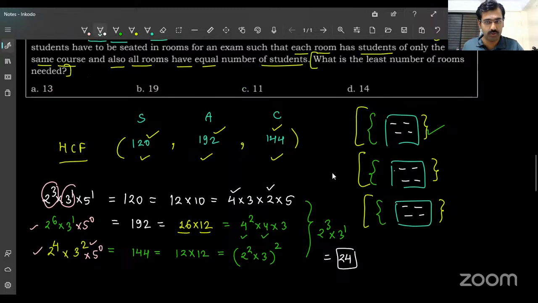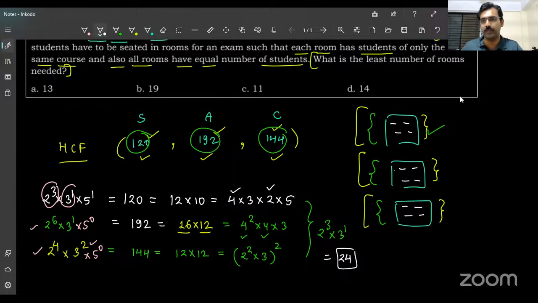Now, 24 is not the answer. Please understand, first of all, 24 is the number which can divide 120 as well as 192 and 144. Along with this, 24 is the largest possible number which can divide all of these three numbers simultaneously, which means mathematically there is no number greater than 24 which can divide all of these three numbers simultaneously.